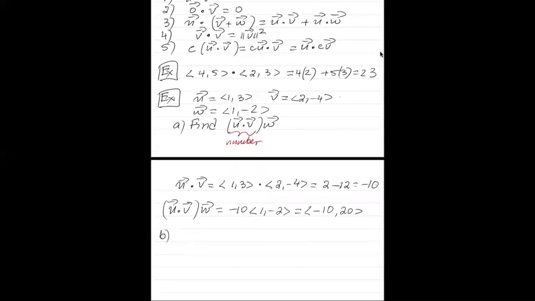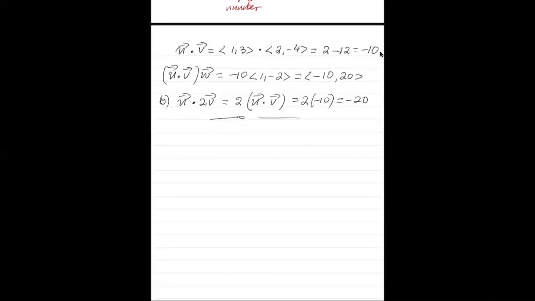Part B. Let's multiply u dot product with 2v. According to our properties above, it's the same as 2 times the dot product of u and v. We already have the dot product of u and v, that's negative 10. So the result is negative 20.